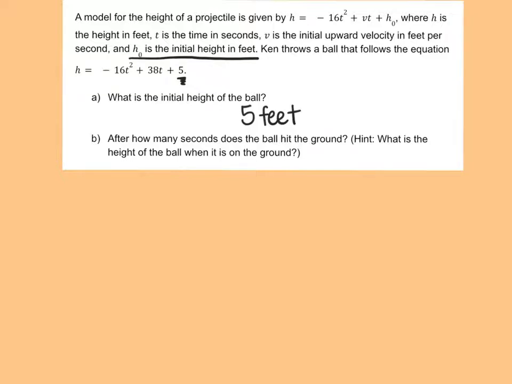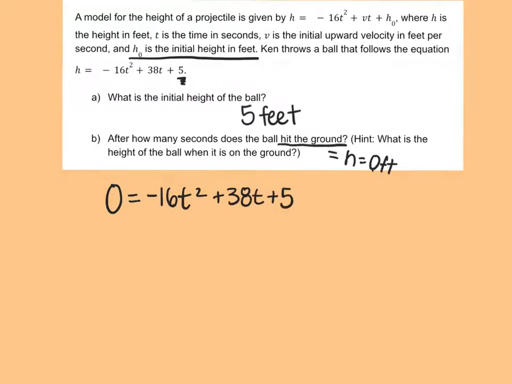So when it hits the ground, this means that the height is 0 feet. So we're going to use this equation, but now instead of h, I will put 0. And now we'll solve this equation to see what would t equal.